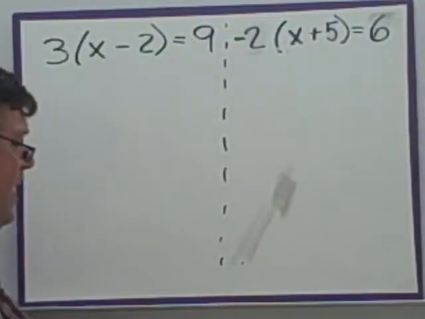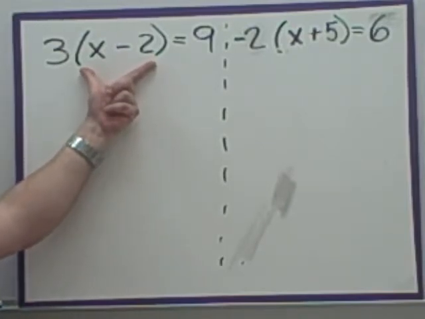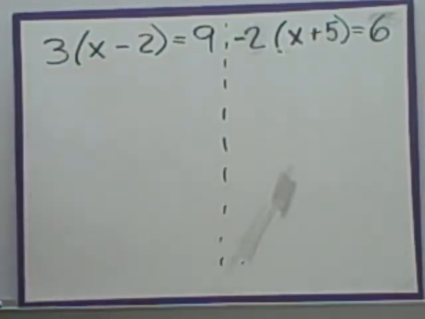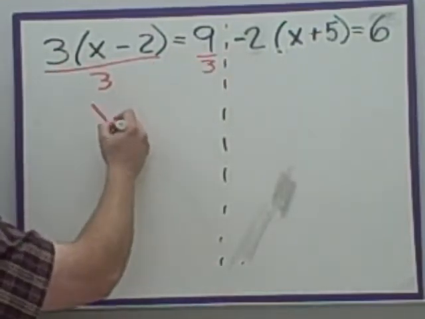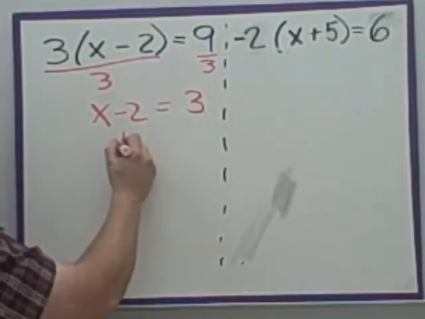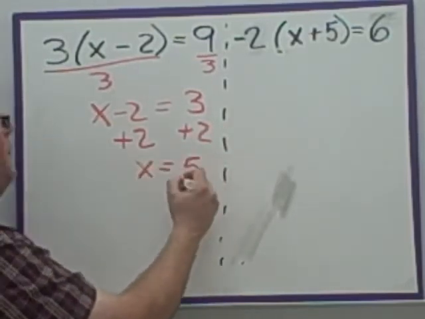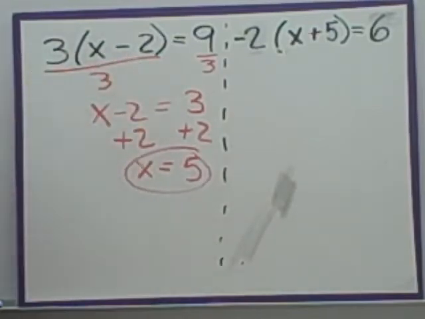You may also see problems like this. Again, here's some grouping. Grouping gets done first according to the order of operations, and last according to the opposite order of operations. So we need to take care of this 3 times first by dividing by 3. And that gives me x minus 2 is equal to 3. And then we do the opposite of subtract. We add, and that gives us x equals 5. That's our answer. 5 minus 2 is 3. 3 times 3 is 9.